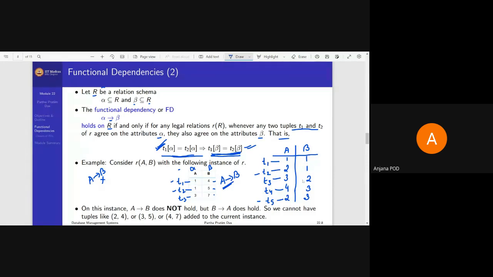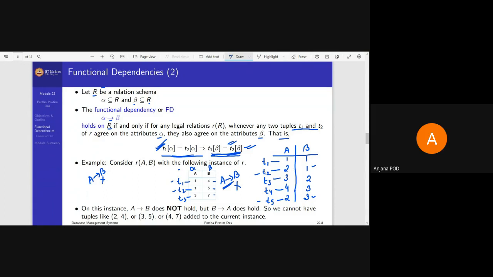We need to check T2 of B and T5 of B. T2 of B is 1 and T5 of B is 3. Since they are not matching, we can say that A determines B does not hold. Why? Because the second condition does not get satisfied. If the first condition gets satisfied, the other condition should get satisfied.